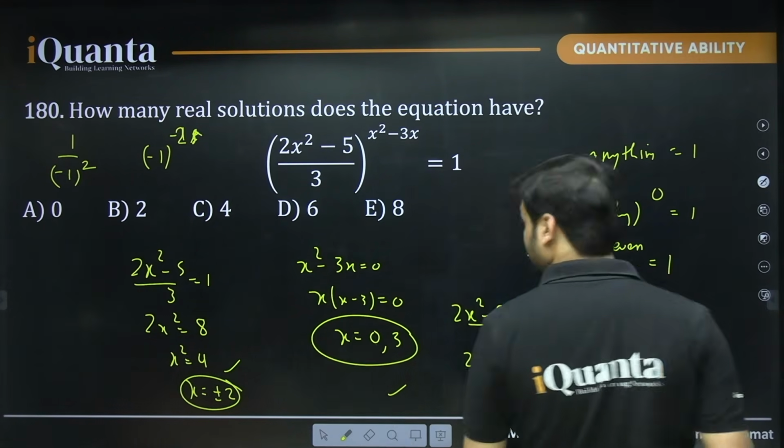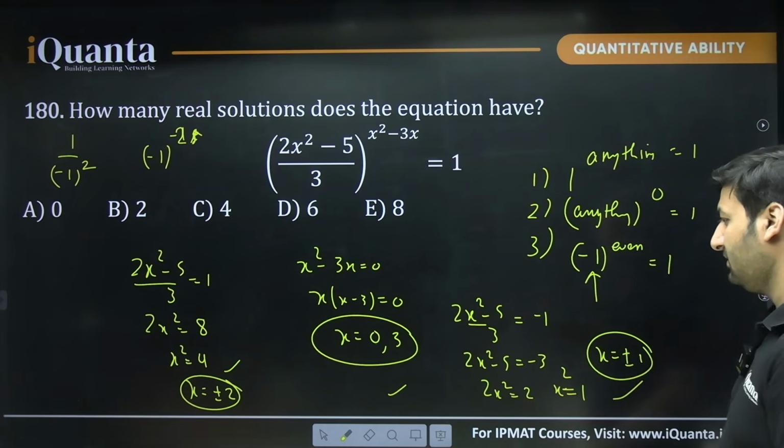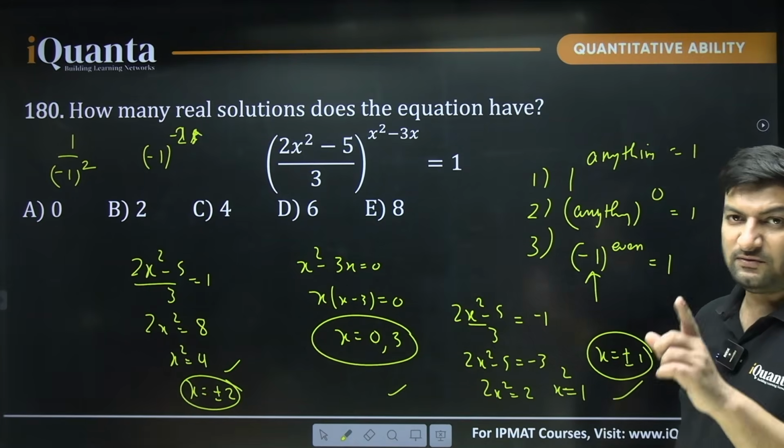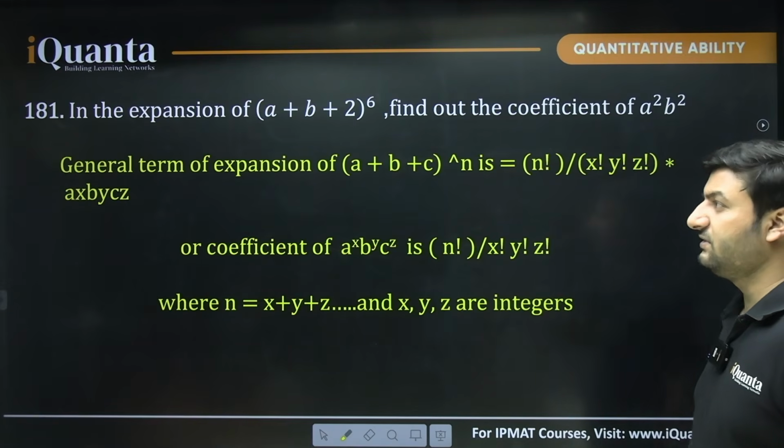Okay, so these are the values. I hope this is clear. 2, 4, 6, there are 6 values. Are any values repeating? You also have to count that. If any values repeat, you will count them only once. So plus minus 2, 0, 3, plus minus 1, none of the values repeat, so this will be the answer.